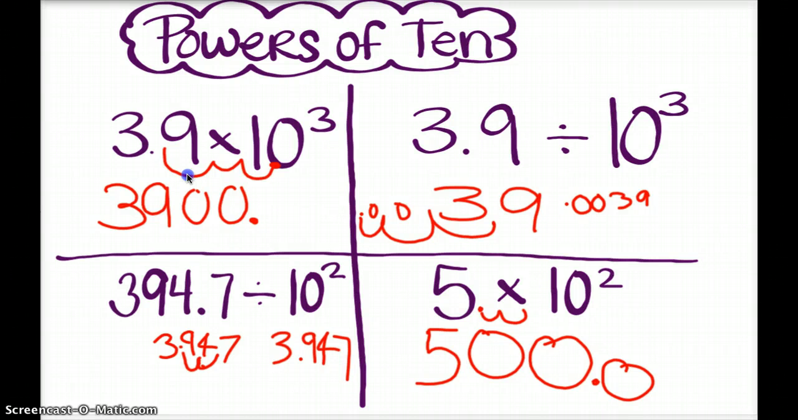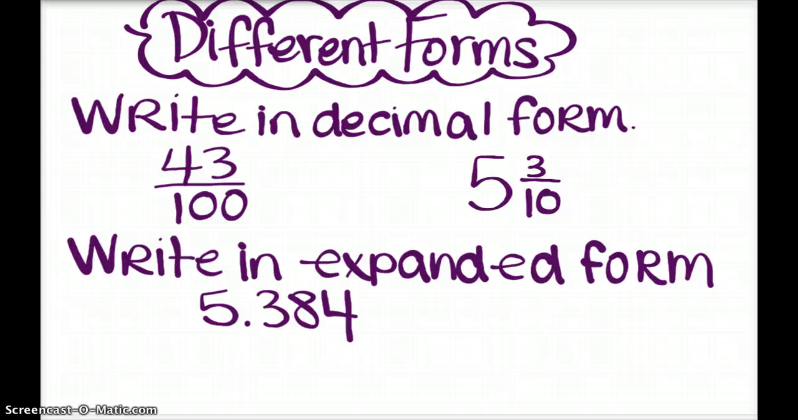Excellent. All right, so the next thing we're going to go over is how to write decimals in different forms. I want you to write these 2 fractions as decimals, and then I want you to write this bottom one in expanded form on your whiteboard.